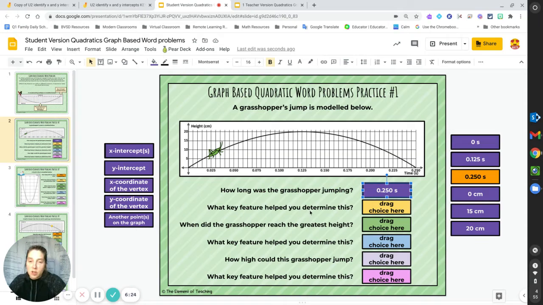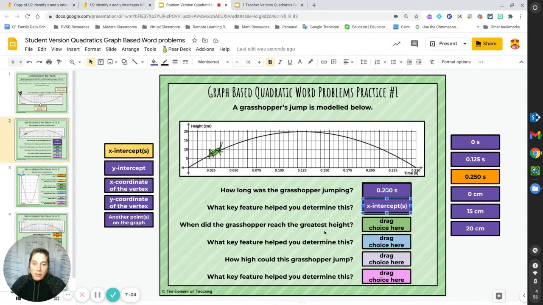What is the key feature that helped you determine this? So what part of the graph was this point right here? If you look over here, these are the key features on the left panel. And this is the x-axis here. So this is an x-intercept. So I'm going to look here for an x-intercept. It's right here on top. Get my little cross and drag that over to this place. And is that yellow? It is, so we know we did that one correctly.